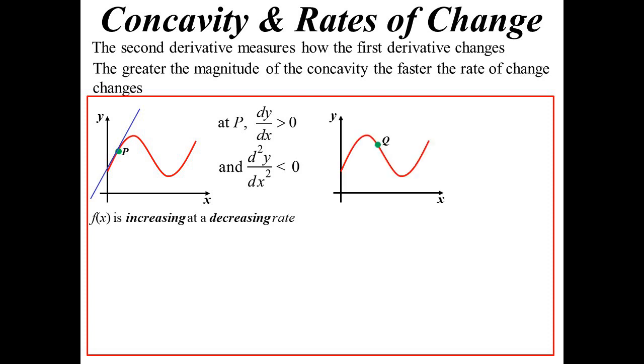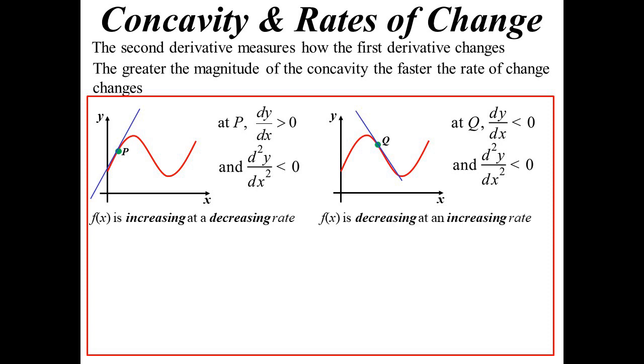Okay, Q. So it's now moved past the stationary point and it's now going down. So we know it's decreasing. But as Q keeps moving along, that line is going to get steeper and steeper. So when the derivative is negative and the concavity is negative, then it's decreasing, but at an increasing rate.